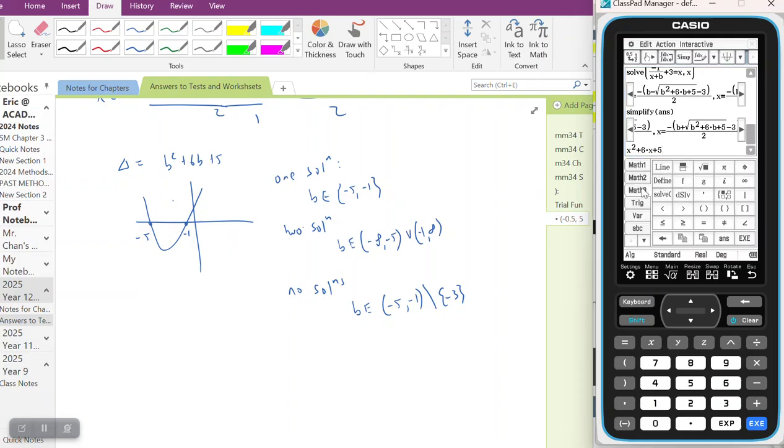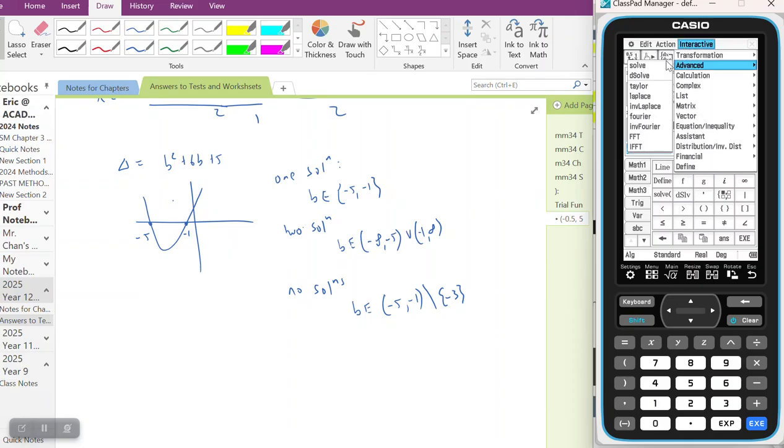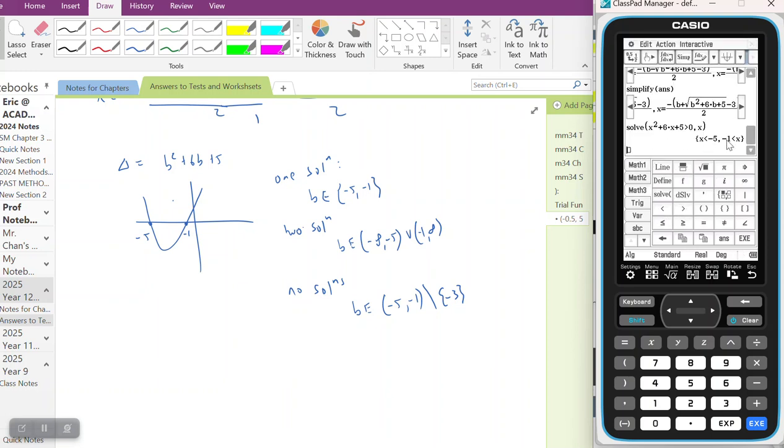Again, if you really wanted to, you can solve this using the equation itself. You can go greater than 0, Analysis, G-Solve, solve for x, and you get your domain. But remember, you're going to miss the -3 part if you don't actually graph the discriminant, because this is the discriminant versus b. Okay, so hopefully that explains how you approach this type of question.